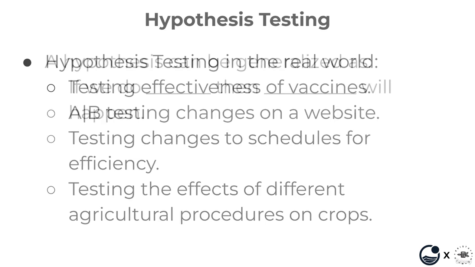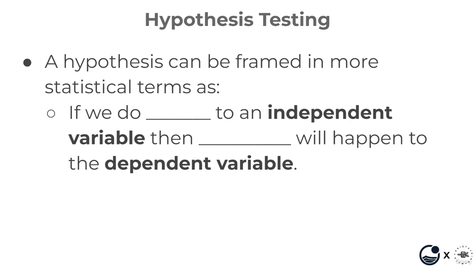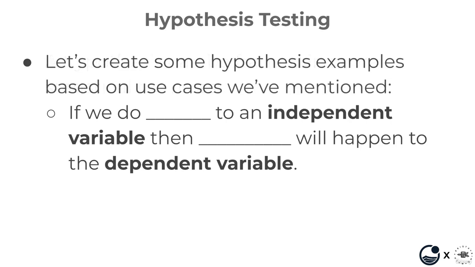use fertilizer. In general, a hypothesis can be stated as something in this form. If we do blank, then blank will happen. And let's get a little more specific and frame this in statistical terms. When we're thinking of hypothesis testing and what a hypothesis is, we're typically thinking of something in terms of: if we do blank to an independent variable, then blank will happen to a dependent variable.